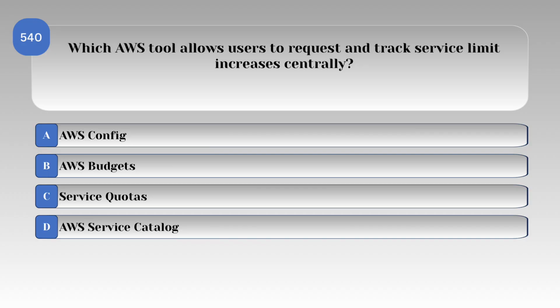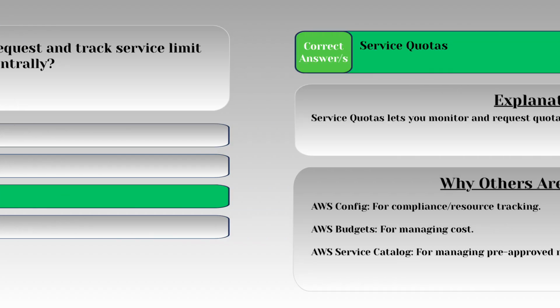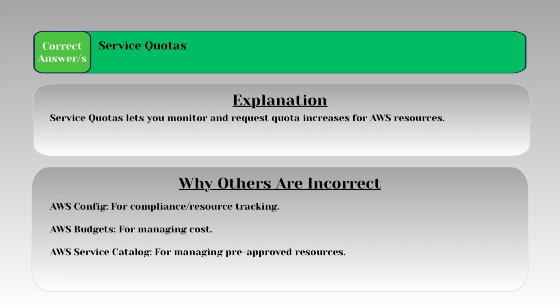Which AWS tool allows users to request and track service limit increases centrally? Correct answer, Service Quotas. Explanation. Service Quotas lets you monitor and request quota increases for AWS resources. Why others are incorrect? AWS Config, for compliance/resource tracking. AWS Budgets, for managing cost. AWS Service Catalog, for managing pre-approved resources.